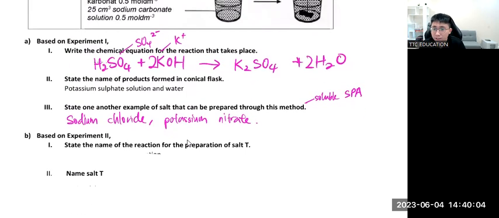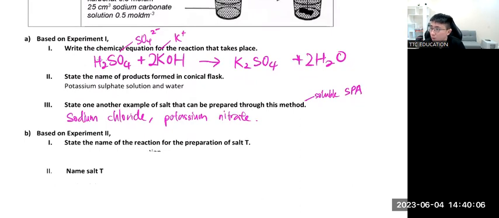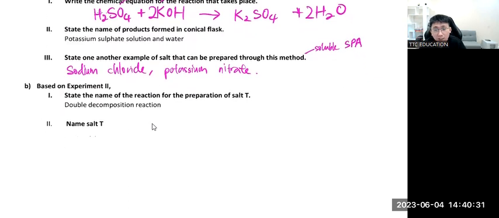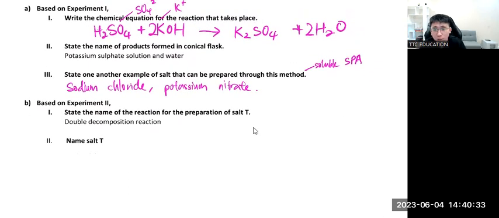So guys, moving down. Okay, based on experiment 2, name the reaction. Guys, should I say precipitation or double decomposition? That's actually very, very important because they want the name of the reaction. So we're supposed to say double decomposition reaction. And then they say name salt T. So what is salt T?